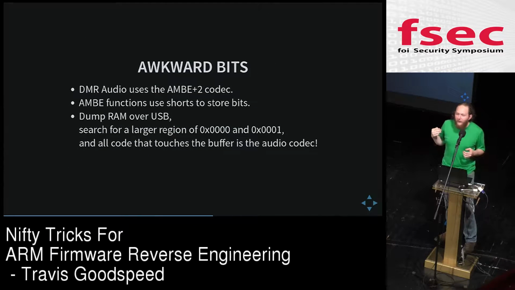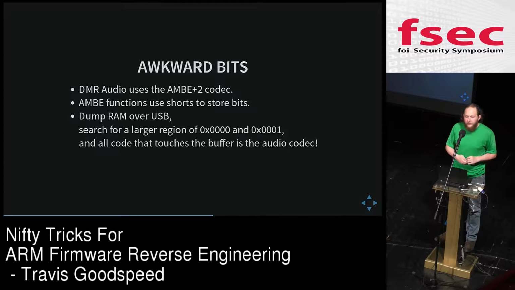You then need to find the audio codec code that actually compresses and decompresses the sound. So DMR audio uses the MBE codec. And the MBE functions use shorts. They use 16-bit values, even though the registers are 32 bits wide. And they don't do any of the bit striping, which is a fancy performance hack that they could have used that this platform supports, but that does not exist in normal C code.